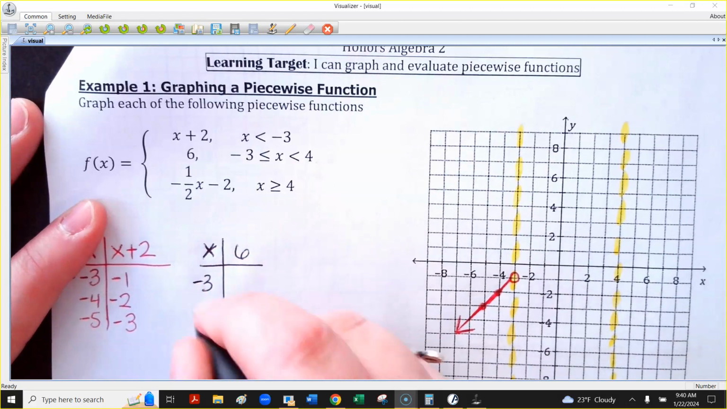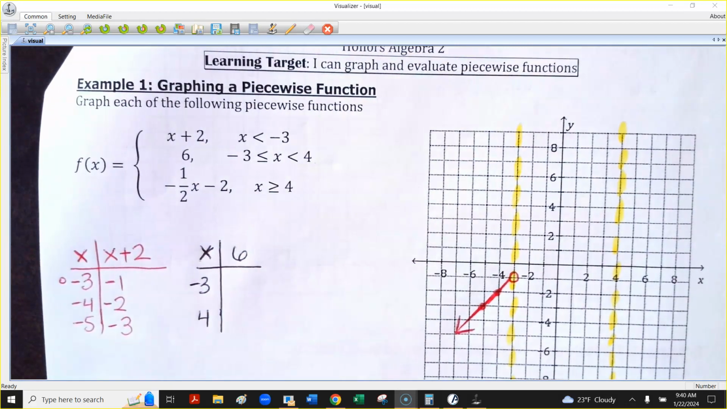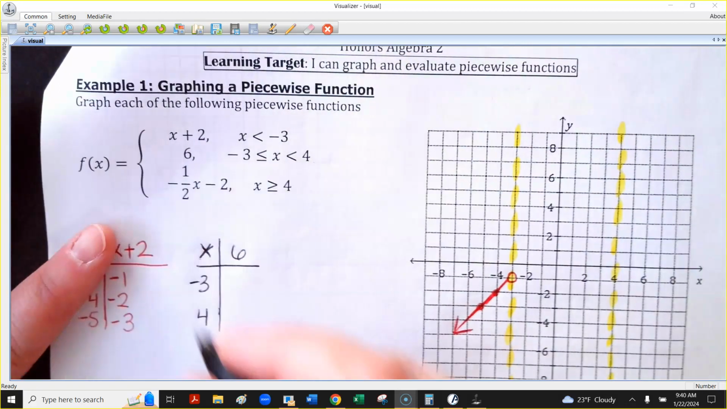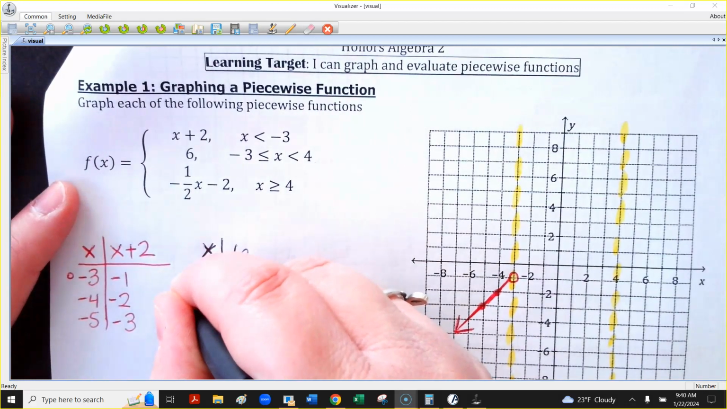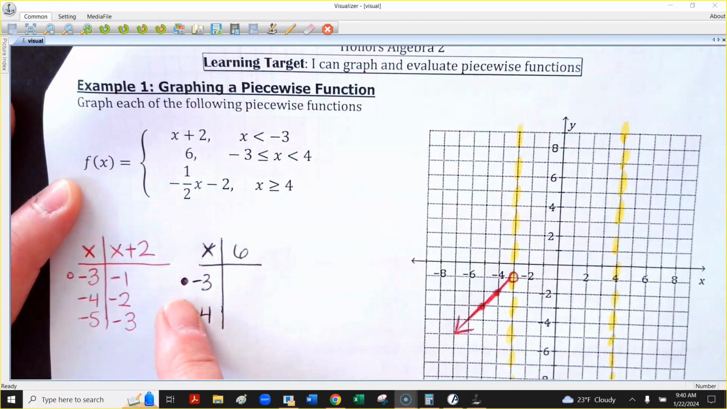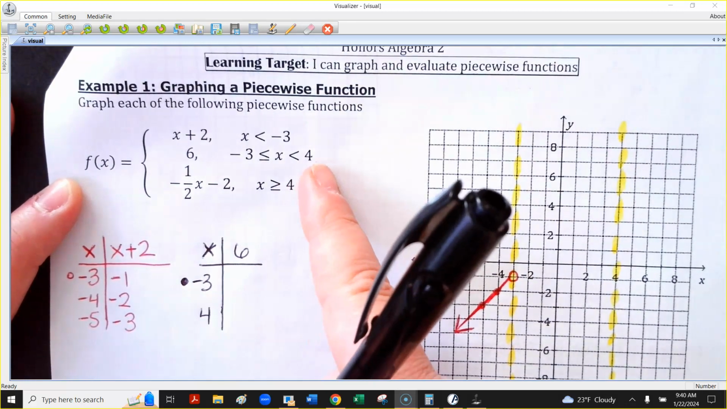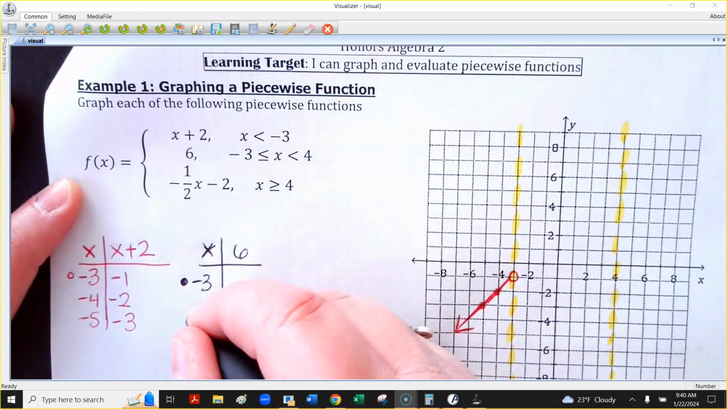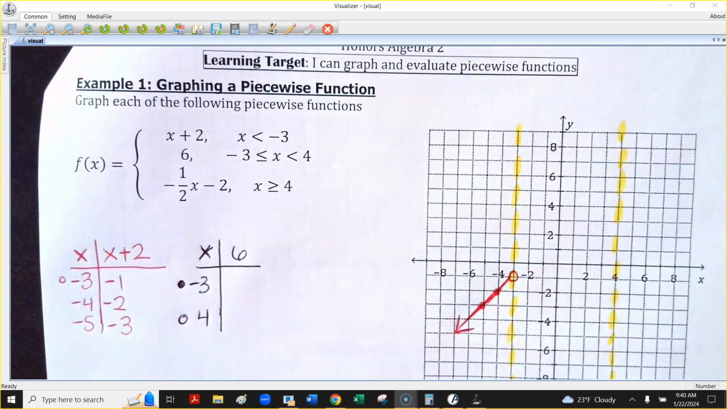And we're going to stop at +4. Now, at -3, because it's x is greater than or equal to -3, it's going to have a filled-in circle. And at the 4, it's x is less than 4, so that'll have an open circle. You don't have to draw that on your table.